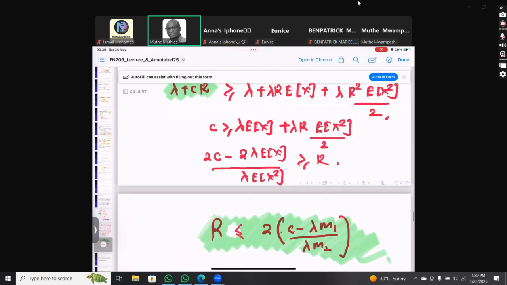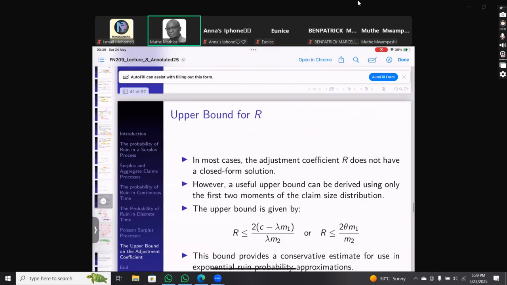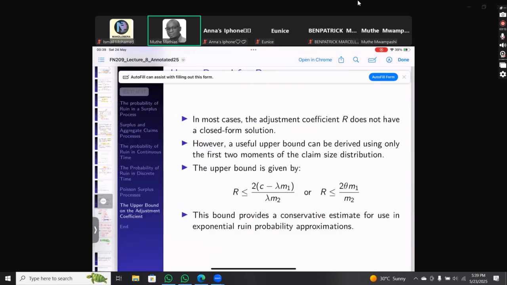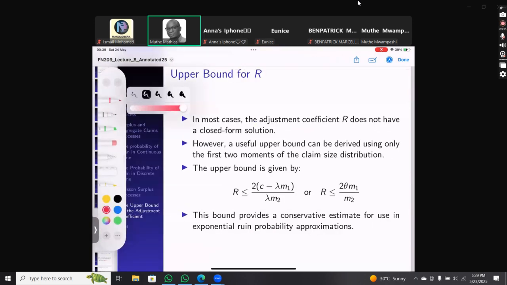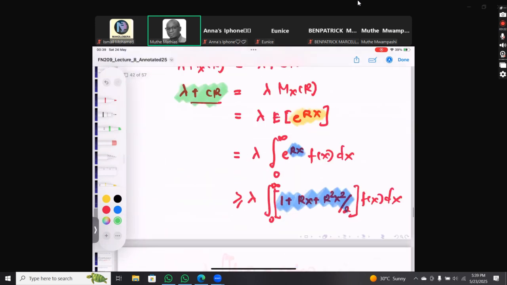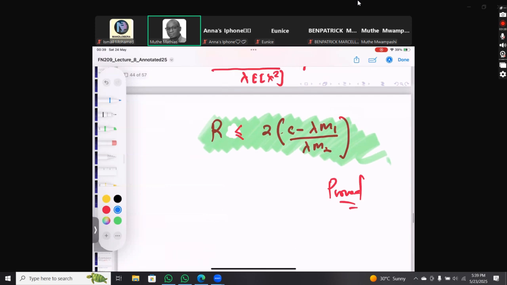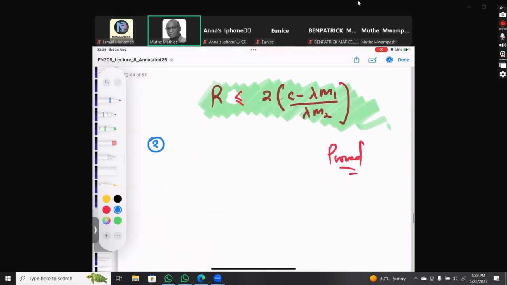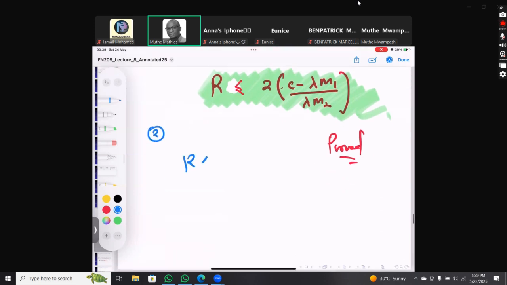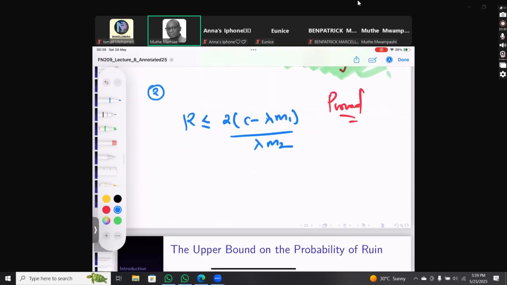I just want to prove the other thing in this part here, because if you remember, we also have this part here that we have to prove. We have proved this part here, right? But proving the second one, I think, is straightforward. This is proof two. In proof two, since we know R is less or equal to 2, C minus lambda, M1 divided by lambda M2, what do we have to do now to arrive at that second inequality?